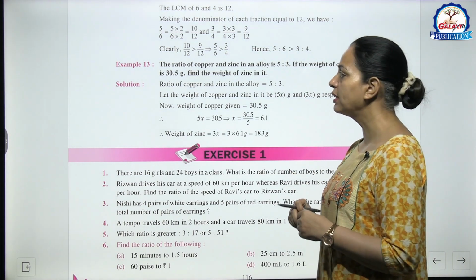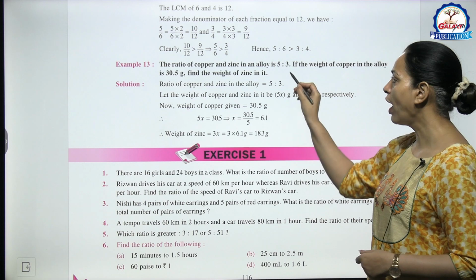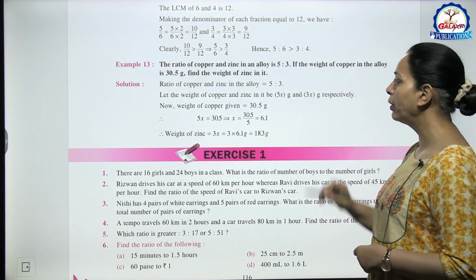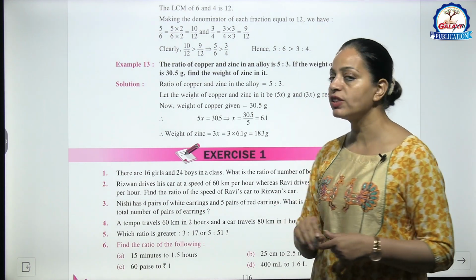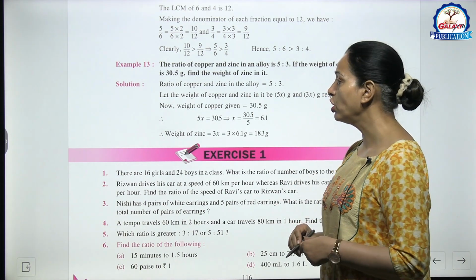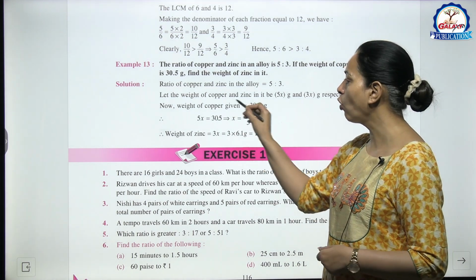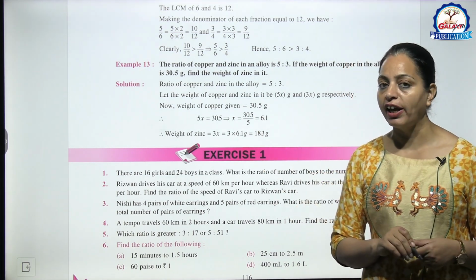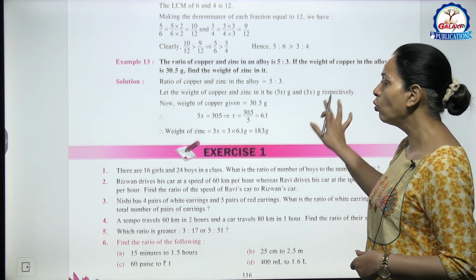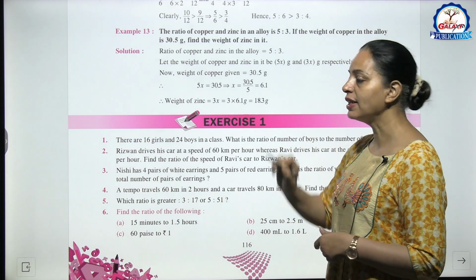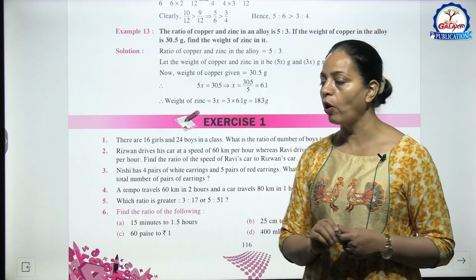Now see example 13. The ratio of copper and zinc in an alloy is 5 is to 3. If the weight of copper in the alloy is 30.5 gram, find the weight of zinc in it. Now ratio is given 5 is to 3. So let the weight of copper and zinc in it be 5x and 3x gram respectively. So we know weight of copper is 30.5 gram. So 5x equals to 30.5.